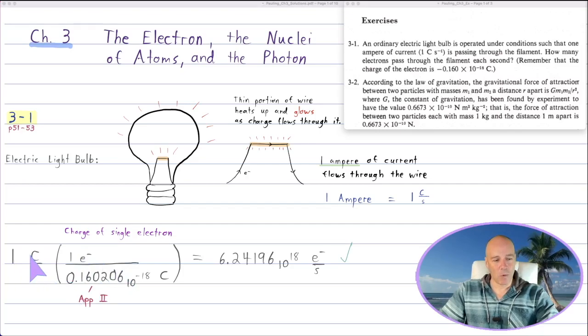You take 1 coulomb per second and multiply it by the conversion factor of 1 electron over the electronic charge in coulombs, you'll see the coulomb units cancel and you're left with electrons per second, which is what we're trying to calculate. And doing the calculation, 1 times 1 divided by the constant, you get 6.24196 times 10 to the 18 electrons per second. And that is the answer.